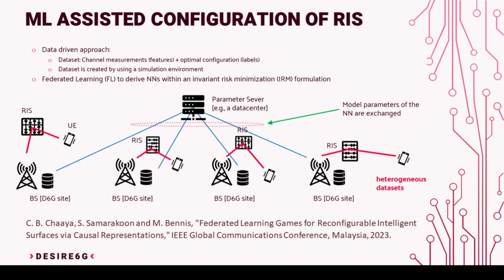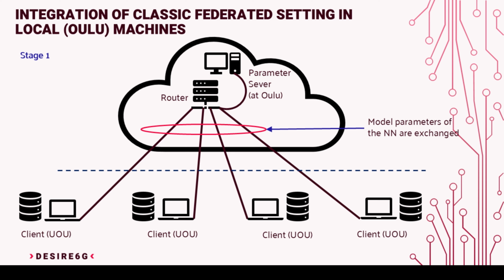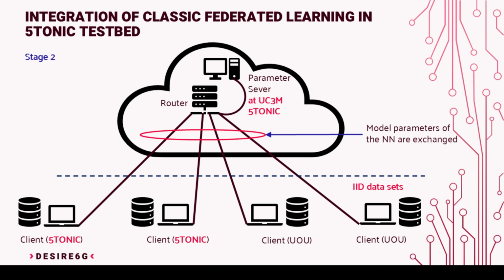Within the scope of Work Package 5, the federated learning algorithms developed and tested locally within the software are to be integrated into the 5Tonic framework as a prototype. The implementations are to be conducted in 4 stages. The first stage is the integration of classic federated setting in local machines in Oulu. The second stage is the integration of classic federated setting in 5Tonic testbed.